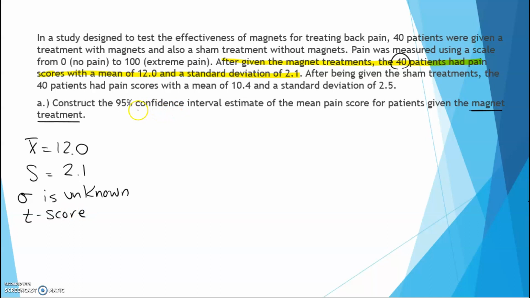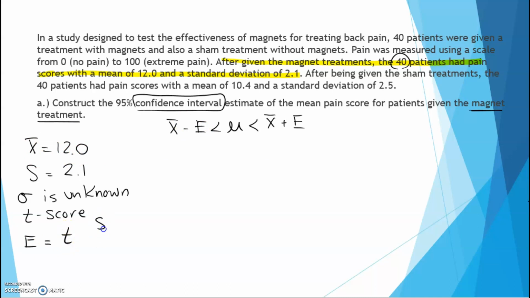Okay, so they're asking us to make a confidence interval, which would be x bar minus e less than mu less than x bar plus e. Well, I've got my x bar, but I need to find e. And e is a t-score times s divided by the square root of n. Well, I have s, that's 2.1. I have n, that's 40 patients. I need to find t.